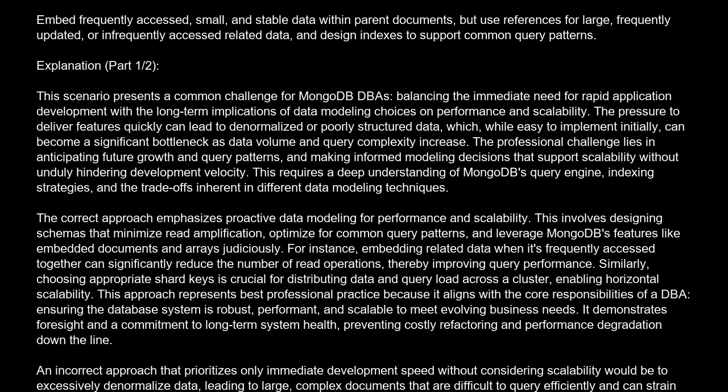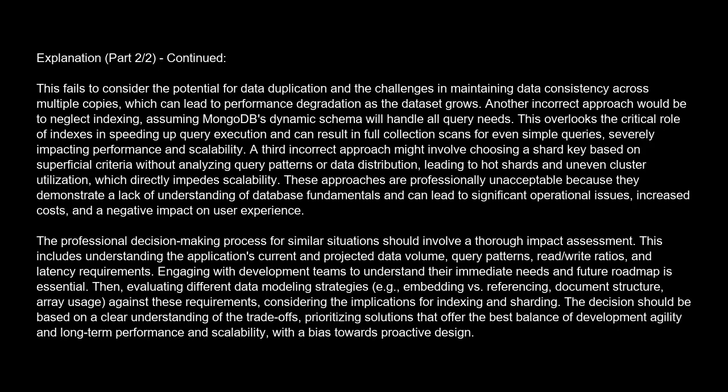An incorrect approach that prioritizes only immediate development speed without considering scalability would be to excessively denormalize data, leading to large, complex documents that are difficult to query efficiently and constrain memory. This fails to consider the potential for data duplication and the challenges in maintaining data consistency across multiple copies, which can lead to performance degradation as the dataset grows.